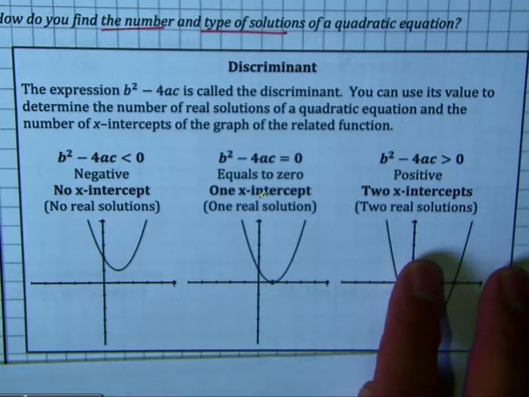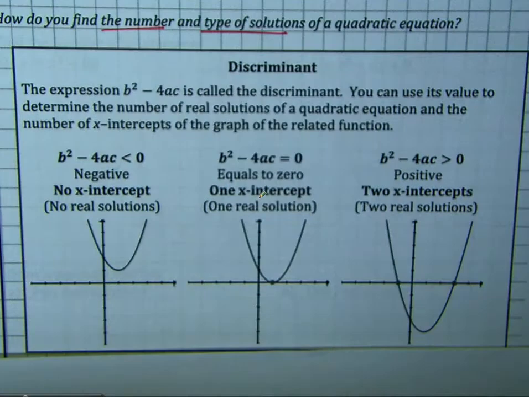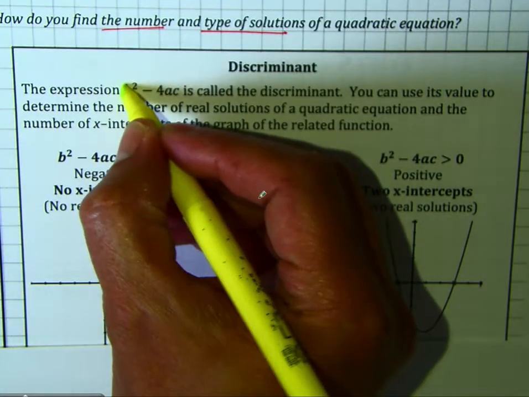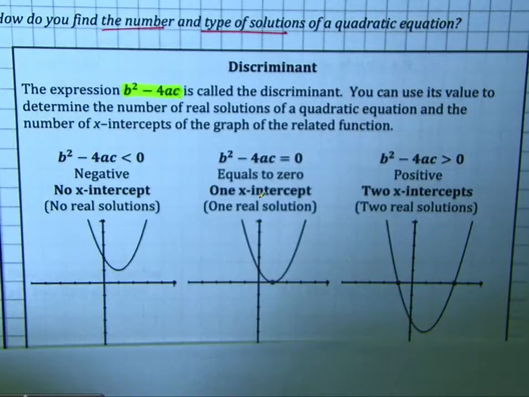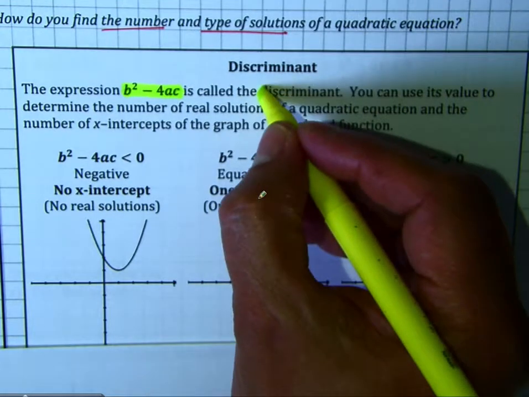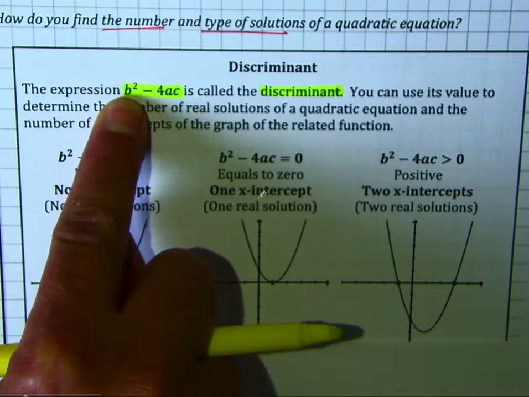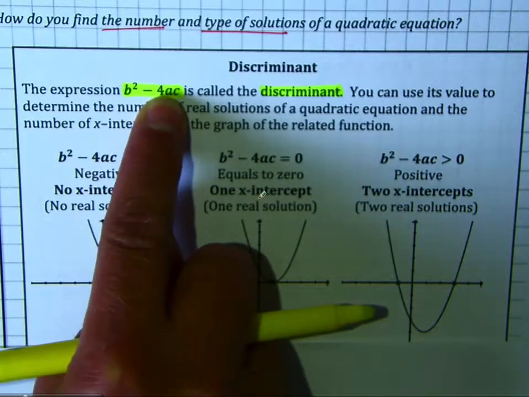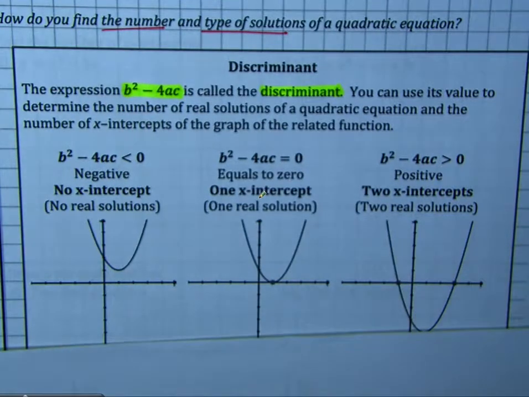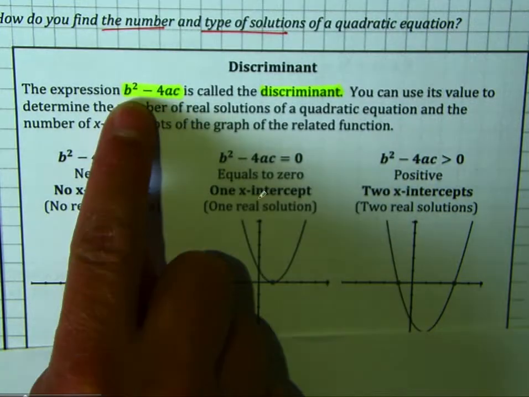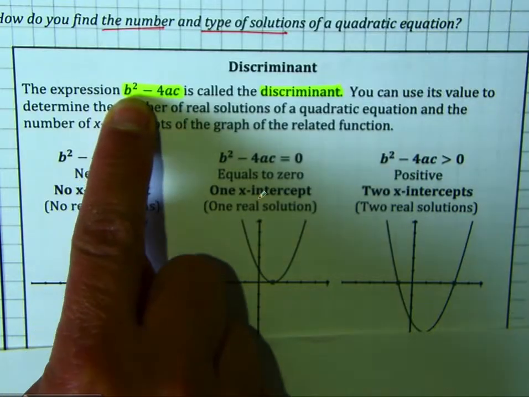So the discriminant. Now the discriminant is going to be this expression here, b squared minus 4ac. That is called the discriminant. Yes, go ahead and sing it with me. b squared minus 4ac. On the next lesson, we are going to cover the quadratic formula, and then we can sing the entire song. But for now, it's b squared minus 4ac.